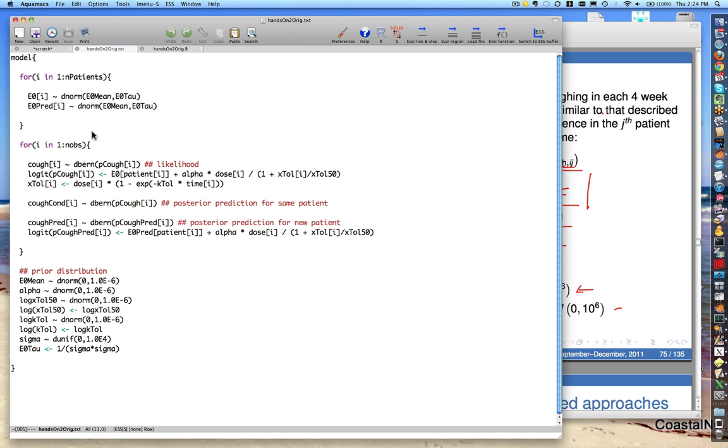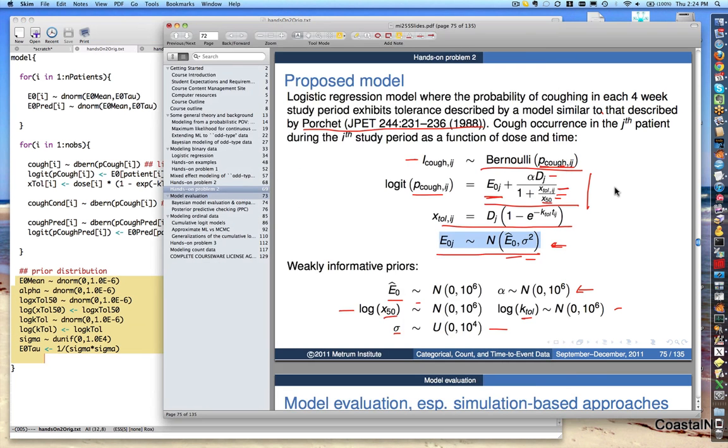Okay, so that's really the core of our likelihood, and then we've got to specify all of our prior distributions down here. And here you can compare to what we've got on the right-hand side. What I called E0 hat is the same thing that's called E0 mean over here in BUGS. And that's normal, 0, 10 to the minus 6. And again, because it's using 1 over the variance, it's equivalent to normal 0, 10 to the 6th, where 10 to the 6th is a variance.